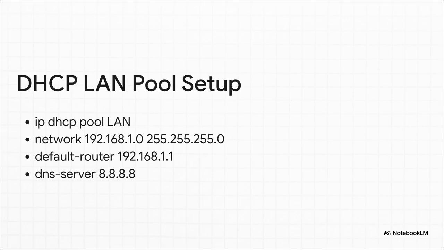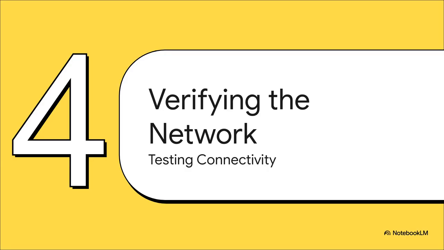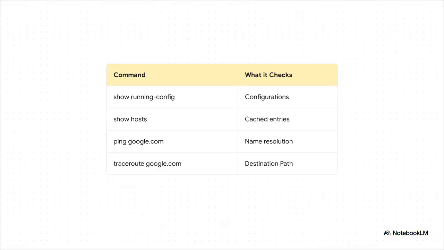How cool is that? Okay, so we've configured our interfaces, we've set primary and backup DNS servers, mapped local hosts, pushed settings out via DHCP, but here is the ultimate question for any networking pro. How do we know it actually works? That brings us to Section 4, verifying the network. Because configuring the system is only half the job.